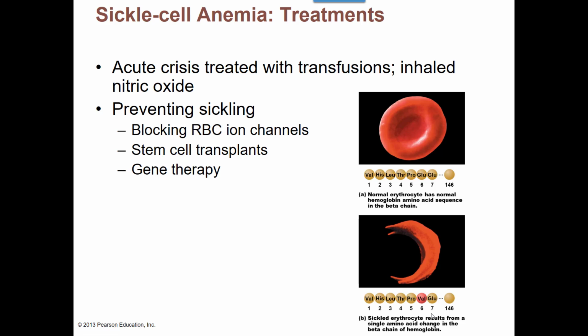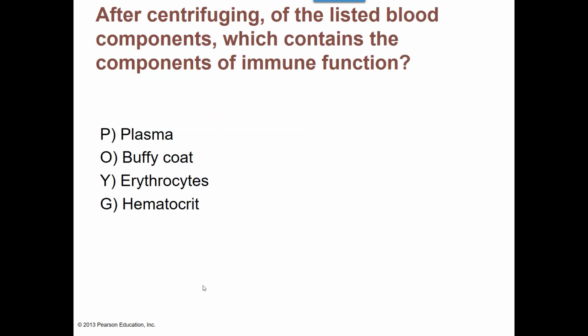After centrifuging all of your blood, of the listed blood components, which one contains the components of your immune function? So what part of your blood are you going to find components of the immune function? That would be the buffy coat, because the main part of your blood that helps with your immune system are your white blood cells. And that's found in the little thin buffy coat area of your blood.